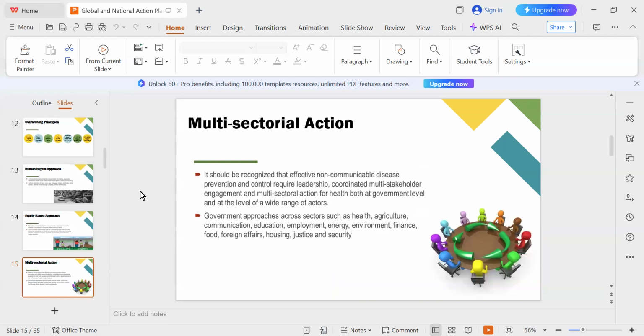Multi-sectoral action. It should be recognized that effective non-communicable disease prevention and control requires leadership, coordinated multi-stakeholder engagement, and multi-sectoral action for health, both at government level and at the level of a wide range of actors. Government approaches across sectors such as health, agriculture, communication, education, employment, energy, environment, finance, food, foreign affairs, housing, justice, and security.